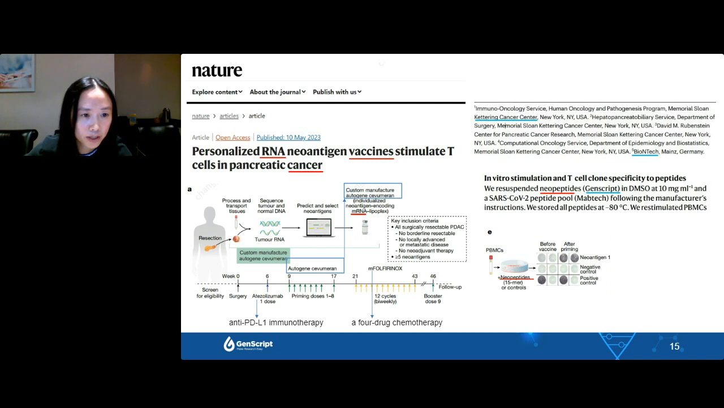It's because after the surgery, customers quickly sequence the tumor and the normal DNA, and predict and select neoantigens, then quickly manufacture the mRNA format neoantigen vaccines. And the delivery particle is lipoplex. So after this priming dose, there's a 4-drug chemotherapy. Then later, another booster dose. So this is the whole process.